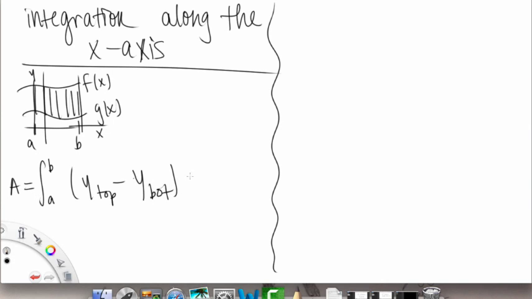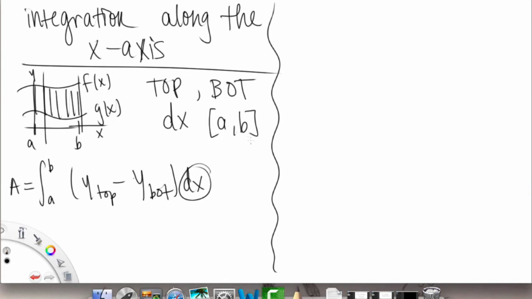So that means our y's are functions of x, okay? So this is top and bottom. So we have top and bottom here. We have this dx, okay, because our differential, that means we're moving along the x-axis. Our interval is from a to b, which is also along the x-axis. That's an x interval that shows us how far left and how far right we're going to go.